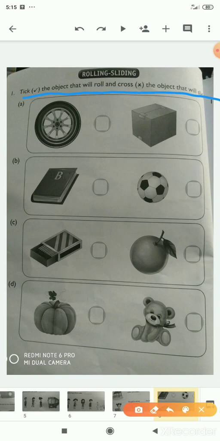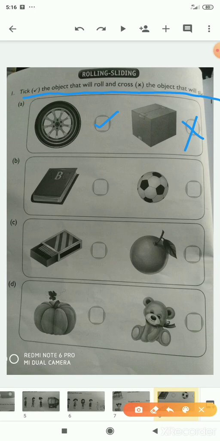So we have to tick the object that will roll and we have to cross the object that will slide. If you push the box, it will not roll, it will slide. Here we have to tick the wheel and we have to cross the square. Things which are circle in shape can mostly roll. So it is very easy to understand, the wheel can roll.